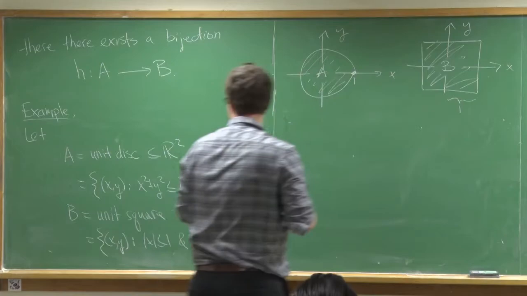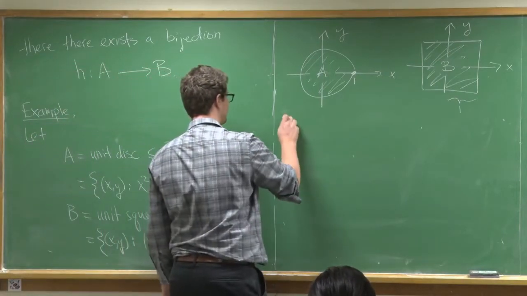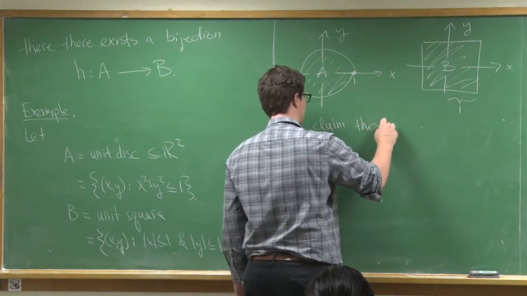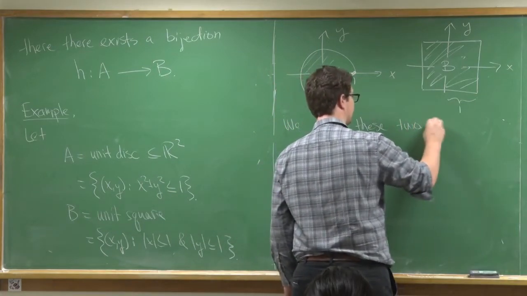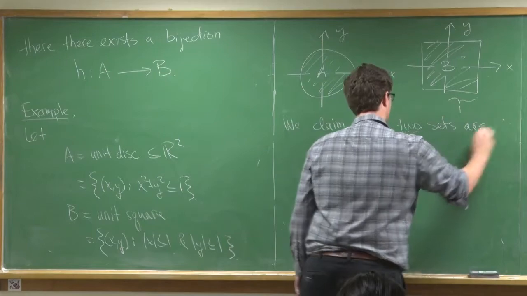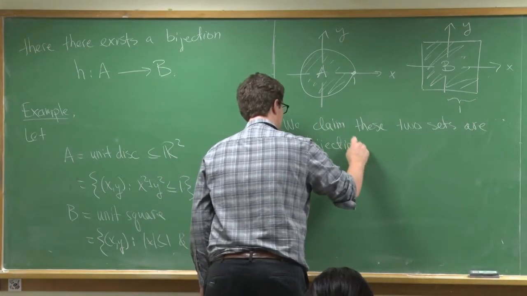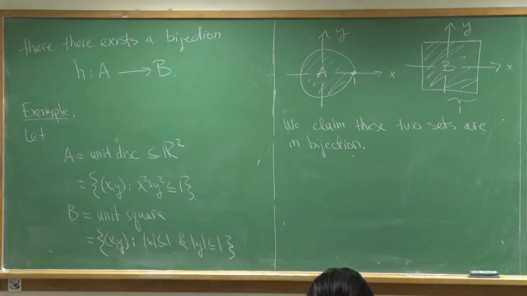Okay, so how can we produce... So we claim that these two sets are bijective. They're in bijection. The two sets are in bijection. Okay, so to show that there exists a bijection by the theorem, this is like a cheap way of showing that two sets are in bijection.